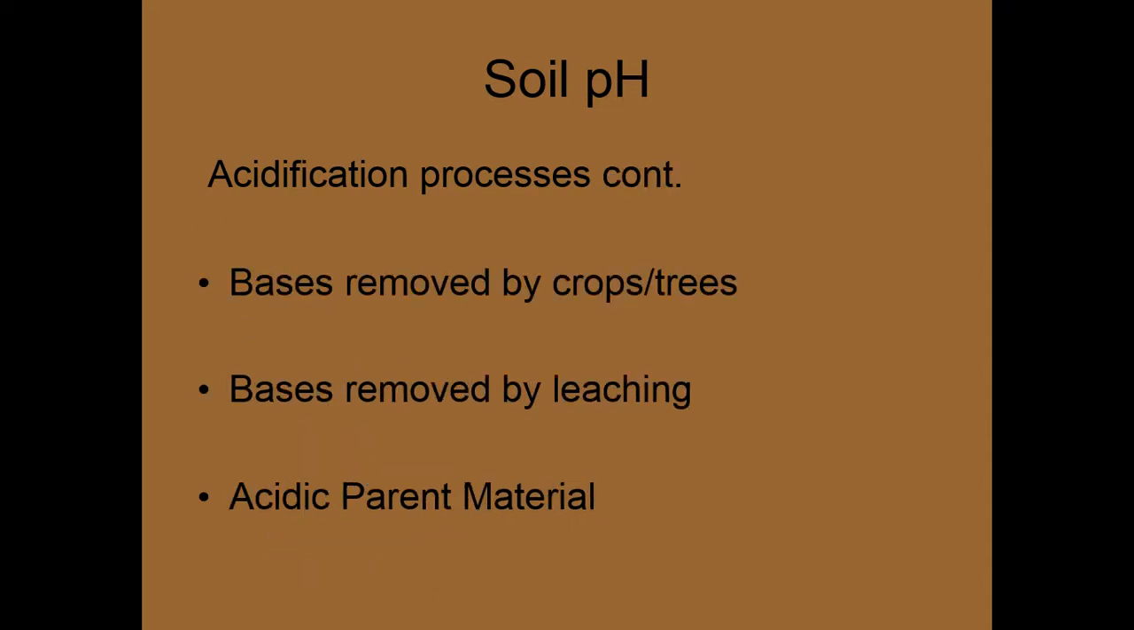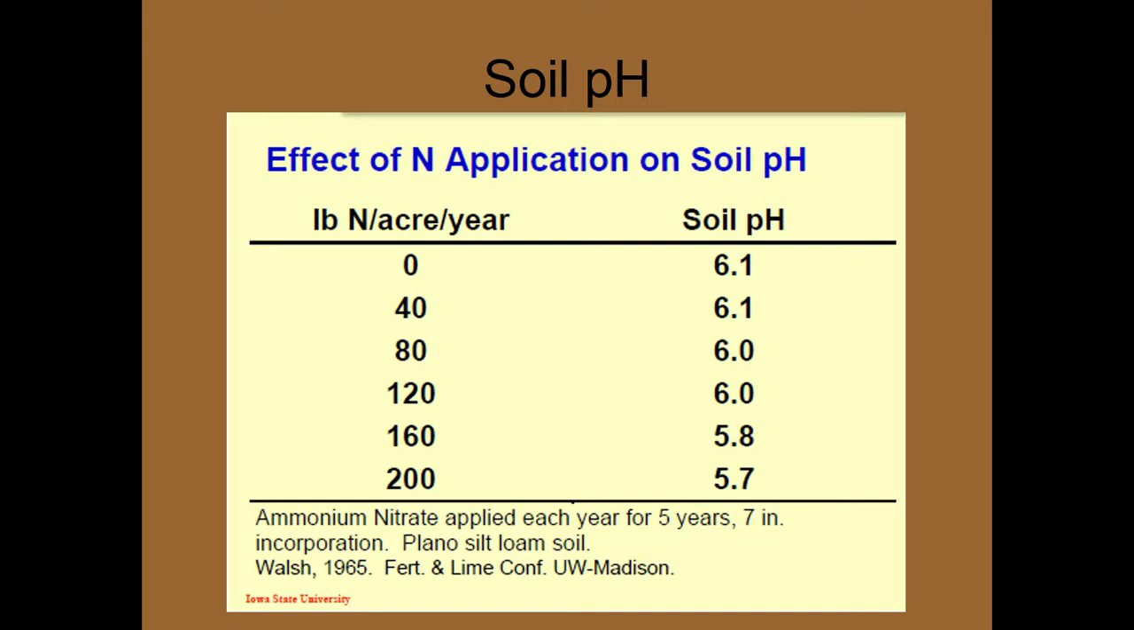So bases can be removed by crops and trees or by leaching, whether that's removing crop material or leaching down through the soil profile, and also acidic parent material. This chart shows the influence of ammonium nitrate being applied annually for 5 years at 6 different rates. We can see that at the end of 5 years, we have a drop of 0.4 pH units just as a result of the fertilizer being applied.